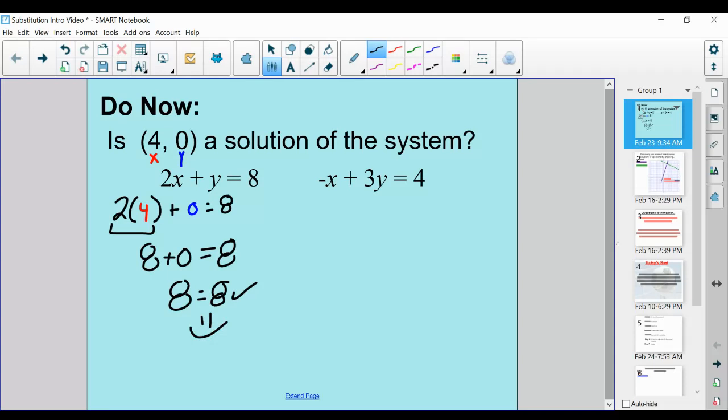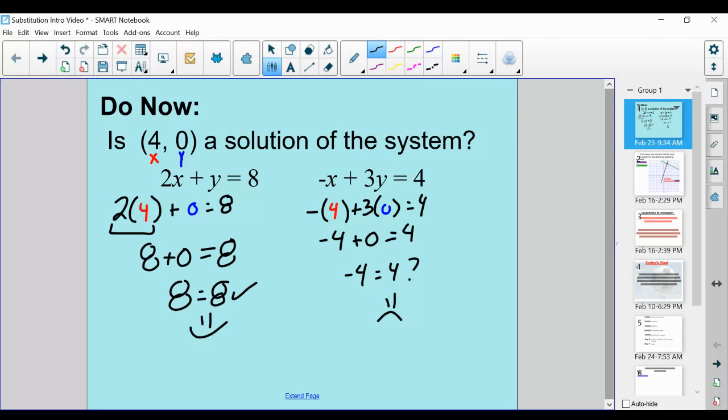So far it works for one equation, but we have to double check the other equation. We have the opposite of our x value. Our x value is 4, plus 3 times our y value, which is 0. Well, the opposite of 4 is negative 4. 3 times 0 is 0. It's equal to 4. Is negative 4 equal to positive 4? No, it is not. So therefore, (4, 0) is not the solution of the system.